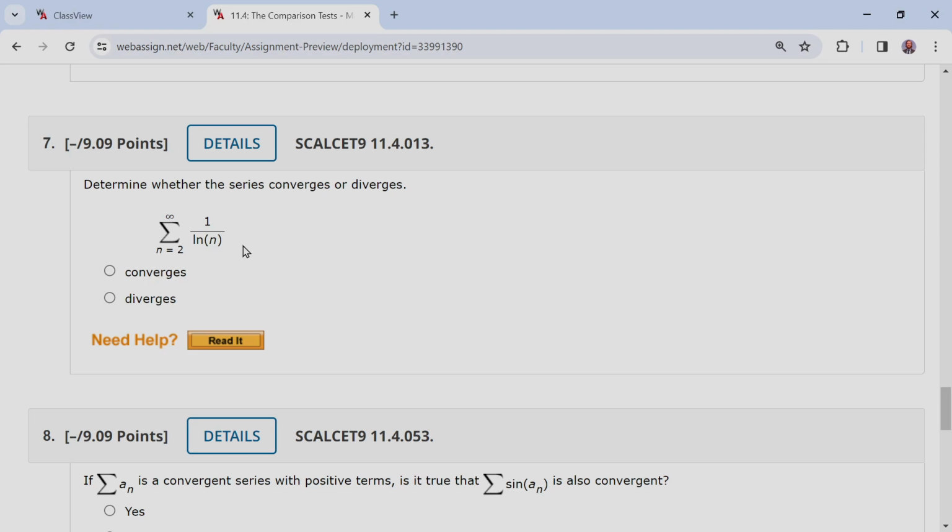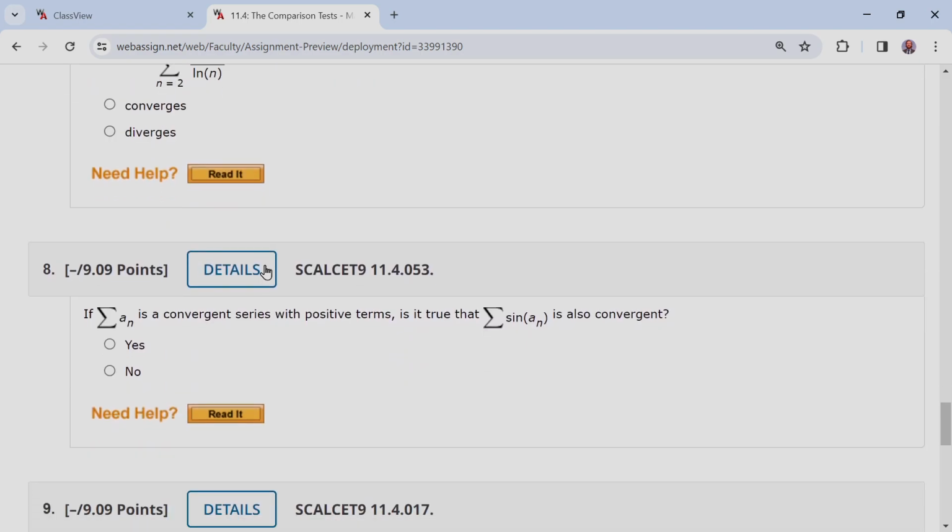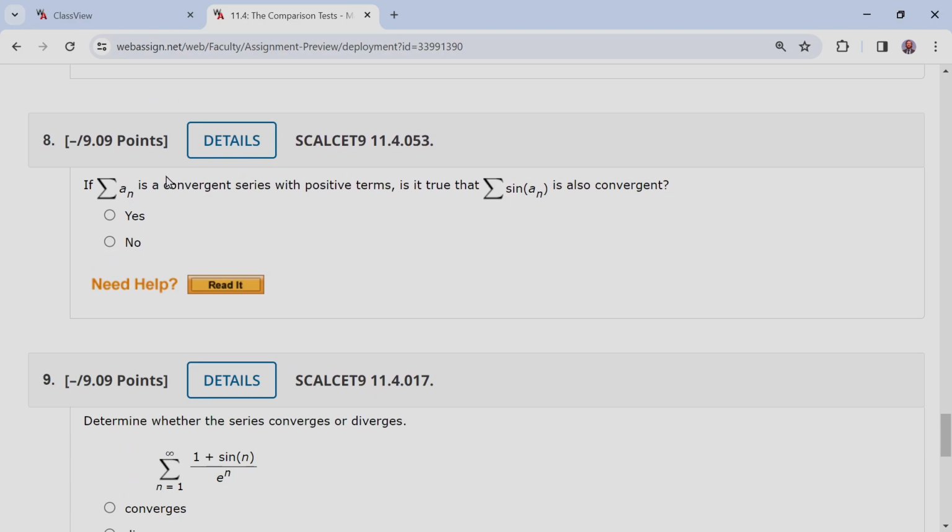Add up the first 5 terms of this. Compare it to the first 5 terms of sum 1 over n. See for yourself why this series is going to diverge, since you know that the sum 1 over n's diverge. And right, that's that. If the an's are a convergent series, then the sum of the sine of an's is also convergent. Is this true?